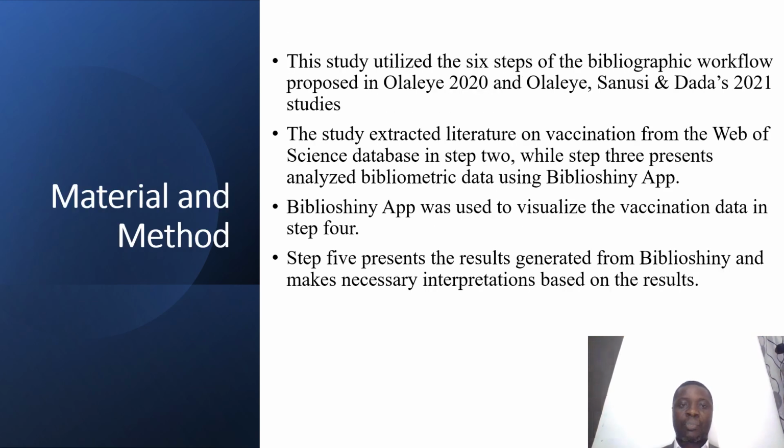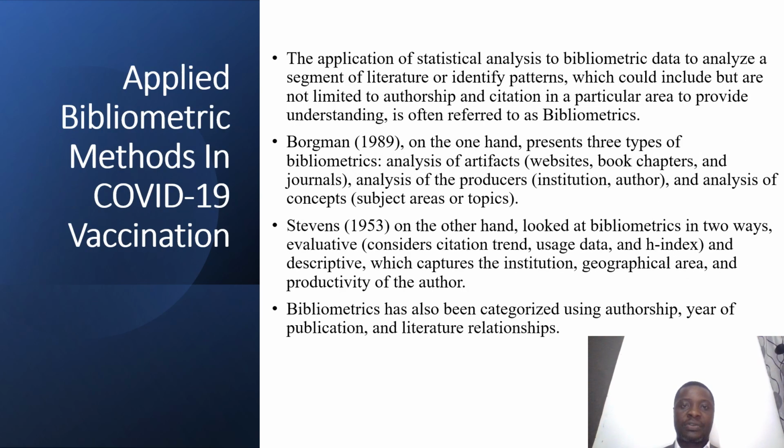vaccination research? This study utilizes the 6 steps of the bibliometric workflow proposed by Olaleye 2020 and 2021. The study extracted literature on vaccination from the Web of Science database in step 2, while step 3 presents analyzed bibliometric data using BiblioShiny application. BiblioShiny app was used to visualize the vaccination data in step 4. Step 5 presents the results generated from BiblioShiny and makes necessary interpretations based on the results.